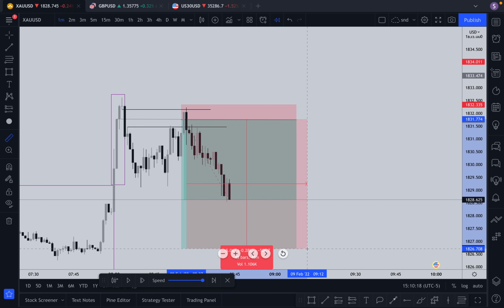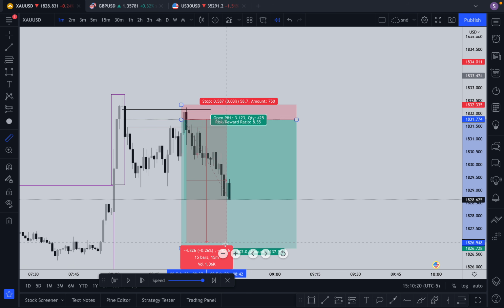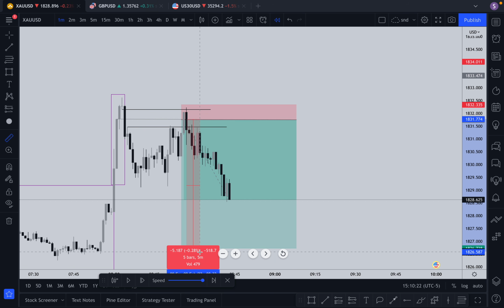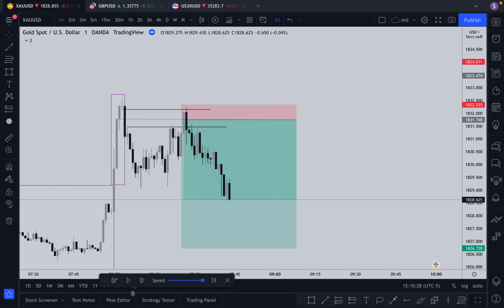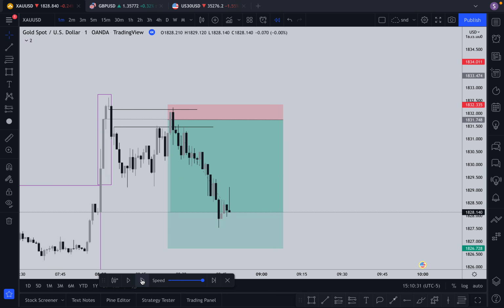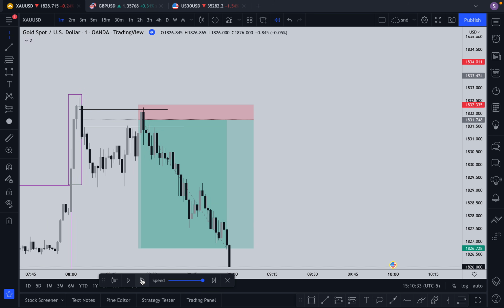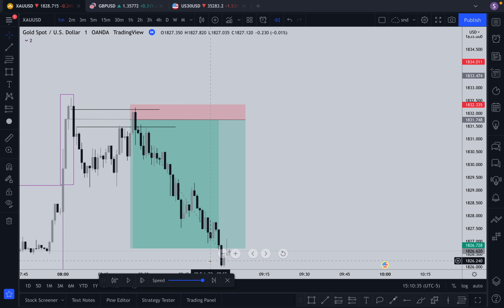That was my target, and my target was here. If you can check, if I move a bit this side, you can see it was just 50. It was like 50.1 somewhere there. That was my target. And check, this is what ended up happening. It's play at the end of the day, boom, I hit my TP, I'm out.